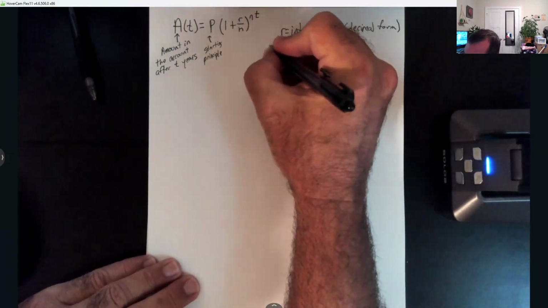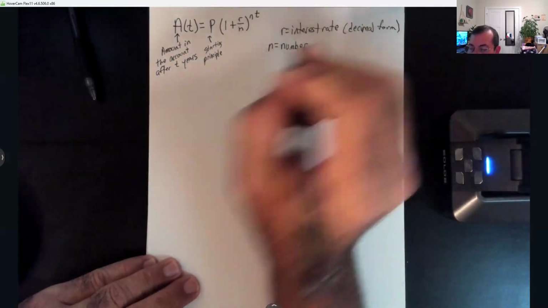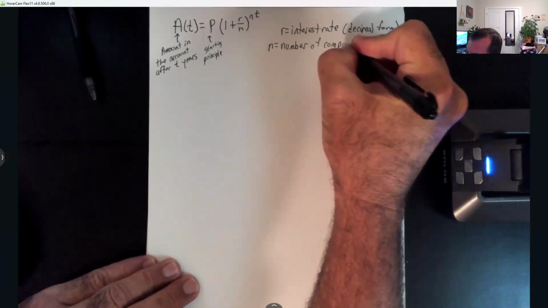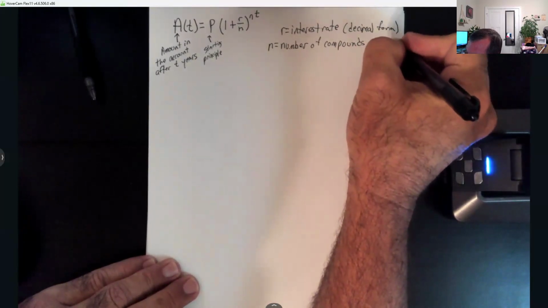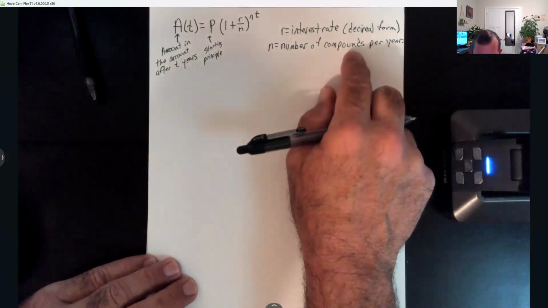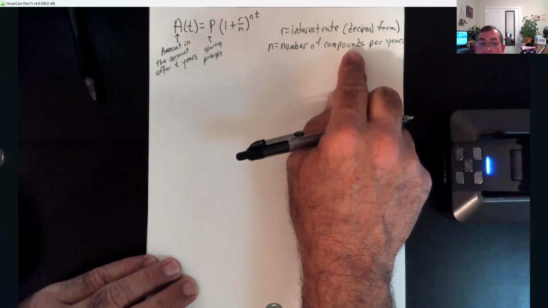N. N is the number of compounds per year. So I'm going to give you words like quarterly. Y'all, how many times would it be a year if you're quarterly?